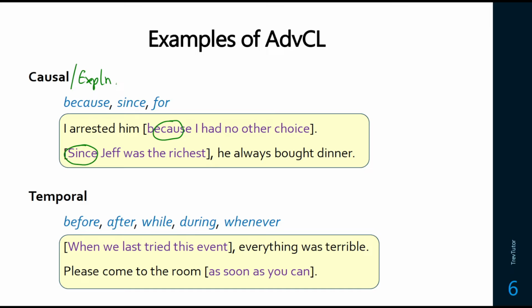So when we last tried this event, everything was terrible. Or please come to the room as soon as you can. So we have an as here, subordinating conjunction, and when. So, in fact, some linguists would even say that as soon as you can, those whole three things are the subordinating conjunction.